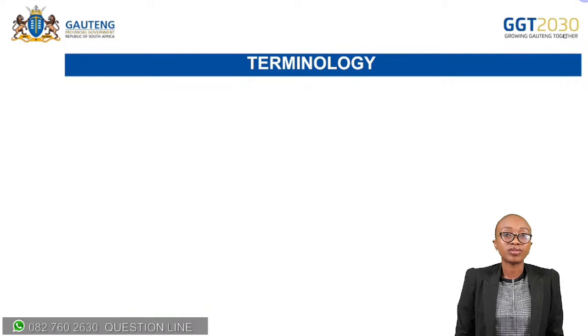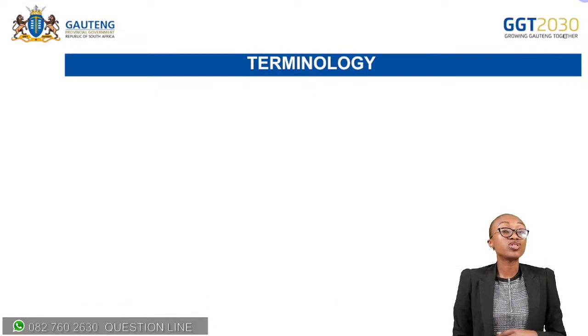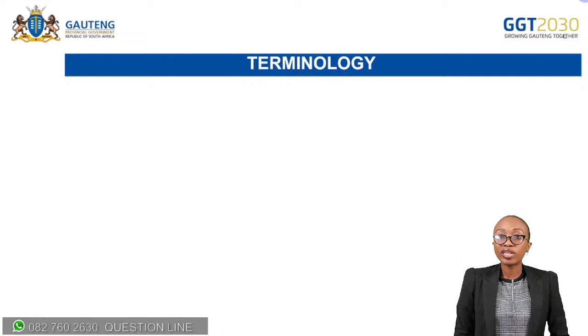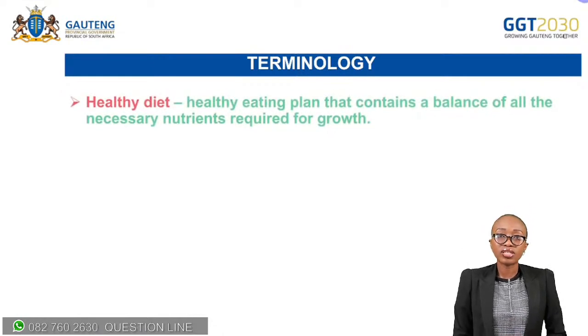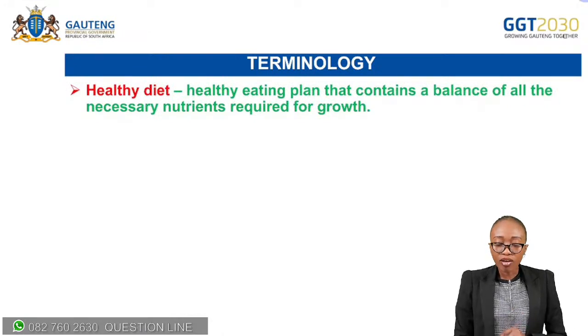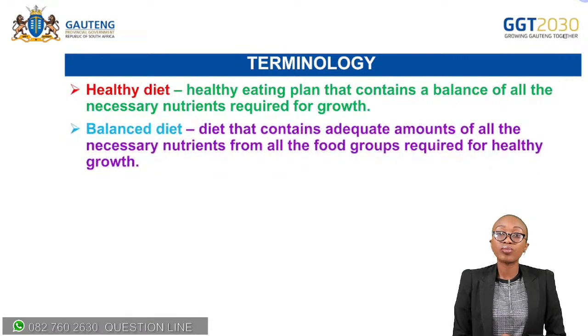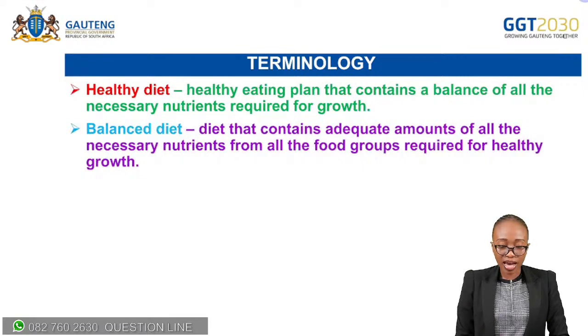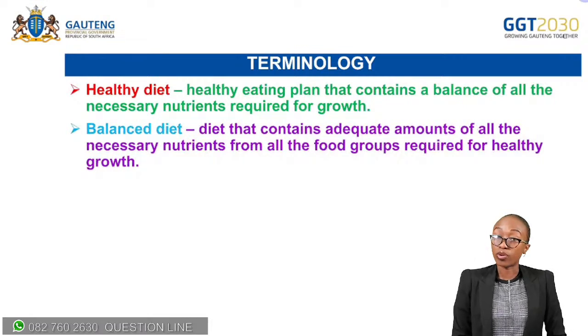Let's look at terminology. These are important terms that we need to learn in order for us to fully understand the lesson. Our first term is healthy diet. What is a healthy diet? A healthy diet is a healthy eating plan that contains a balance of all the necessary nutrients required for growth. The second term is balanced diet. What is a balanced diet? A balanced diet is a diet that contains adequate amounts of all the necessary nutrients from all the food groups required for healthy growth.